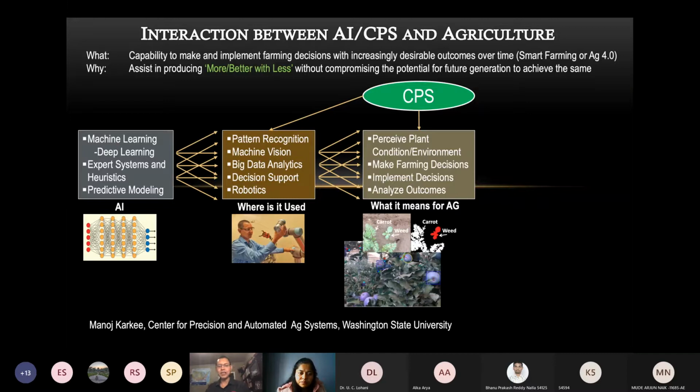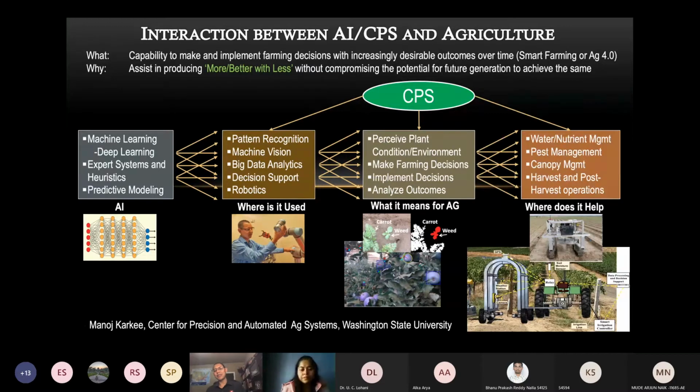field? And that kind of outcome must be analyzed, and CPS, the cyber physical system, and the technologies we mentioned, including machine vision, decision support system, and big data analytics, would help us perform those kinds of operations in the field. Now, where does it help? Actually, everything that we do in the field could benefit from these kinds of technologies, and the tools these technologies enable us to develop.